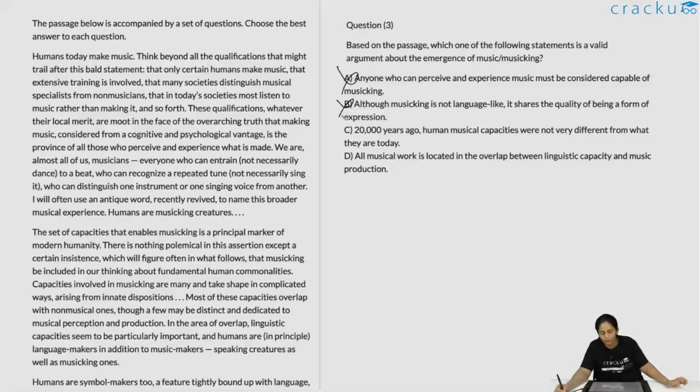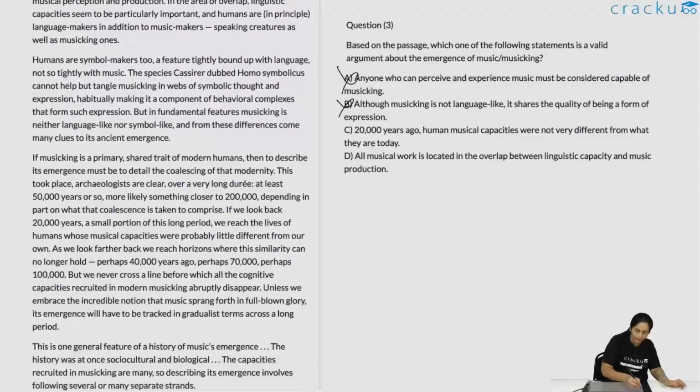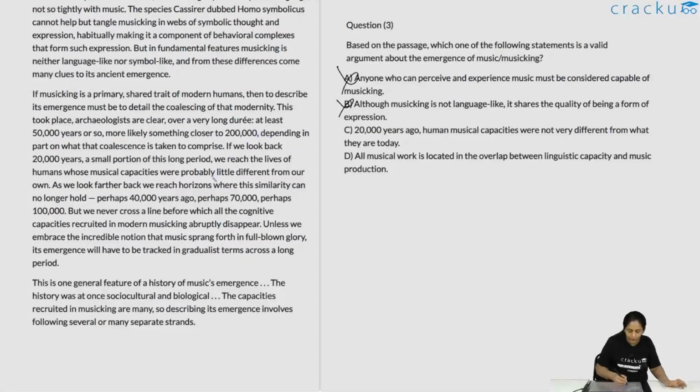20,000 years ago, human musical capacities were not very different from what they are today. This is true because the author says that if you go back 20,000 years ago, a small portion of this long period, we reach the lives of humans whose musical capacities were probably little different from our own. So their musical capabilities were pretty much close to our musical capabilities as such. So this is true as per the passage. So I'd say this is a valid argument about the emergence of musicking.